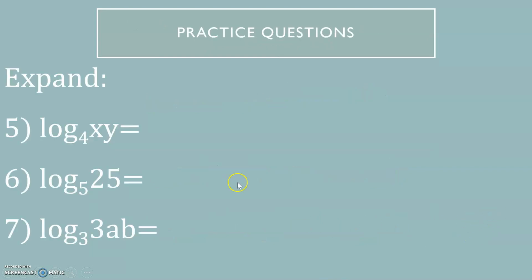Let's do some examples. If we want to expand, since we have x times y, we will end up with two logarithms. They are both base 4. One logarithm for the x, one logarithm for the y, and we add the logarithms.